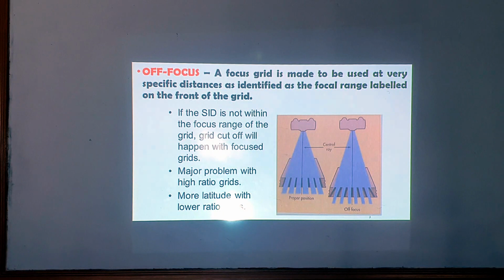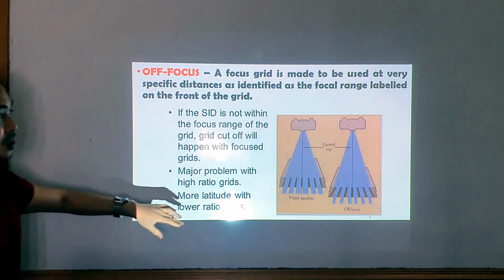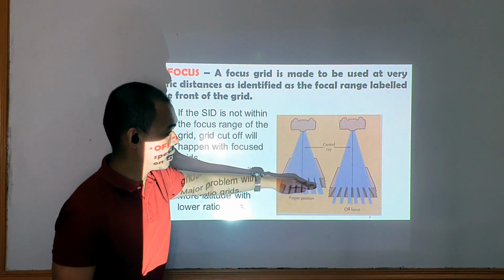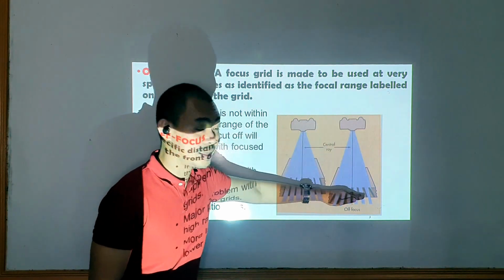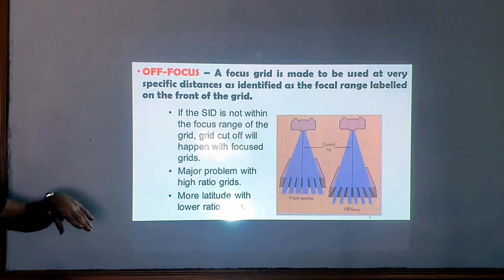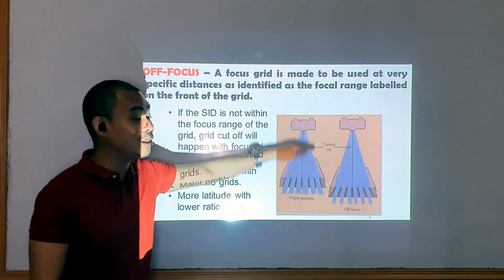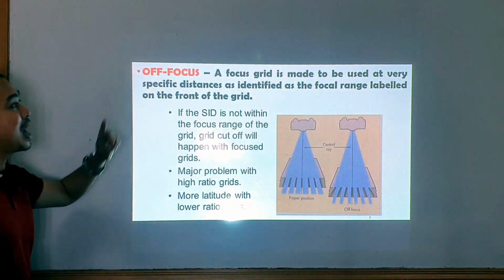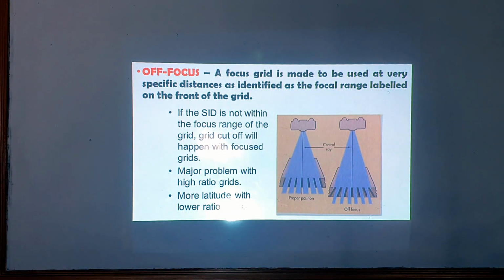Next one, guys, is your off focus. An off focus grid error happens because a grid is made to be used at very specific distances as identified by your focal range labeled on the front of the grid. So you need to have your focal range. Try to look at this one. The distance between this and this. And then the distance between this and this. So your grid will have a focal range which is labeled on its front. And you need to follow that distance or else you will have an off-focus grid.